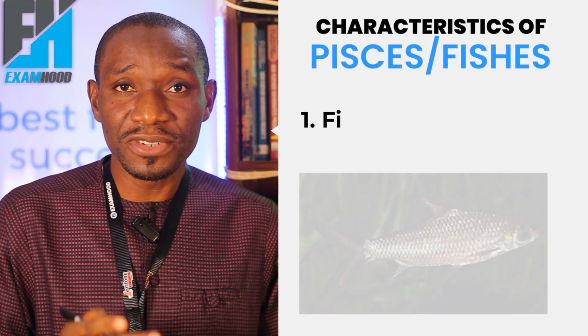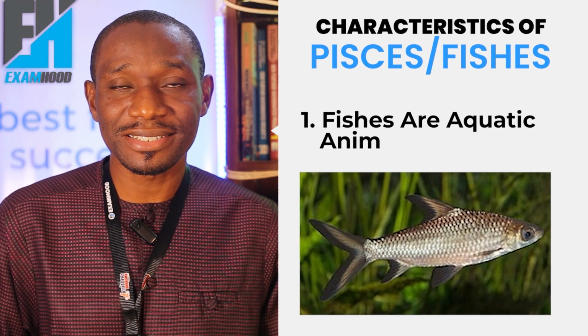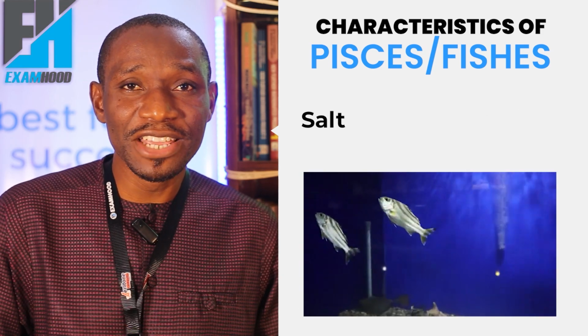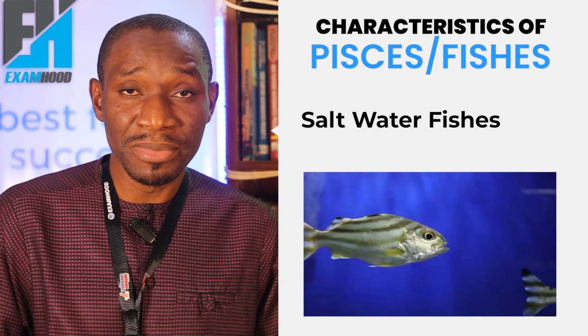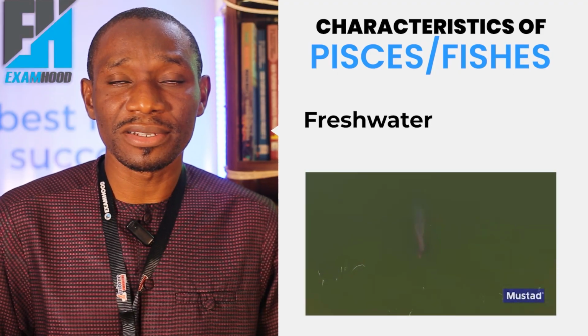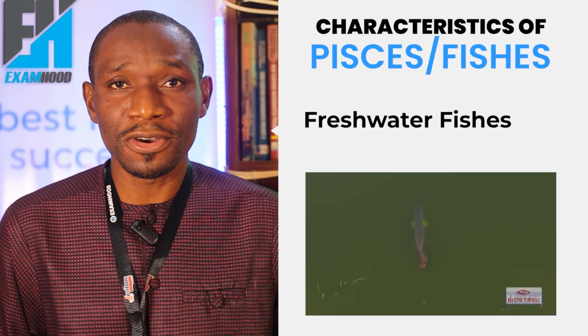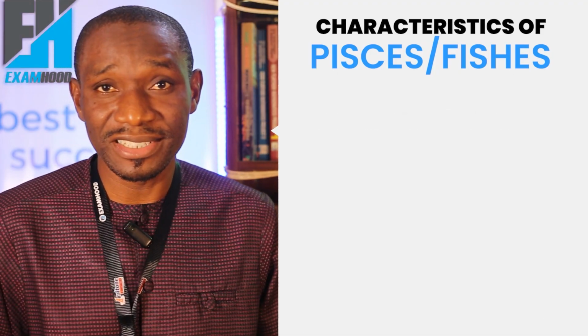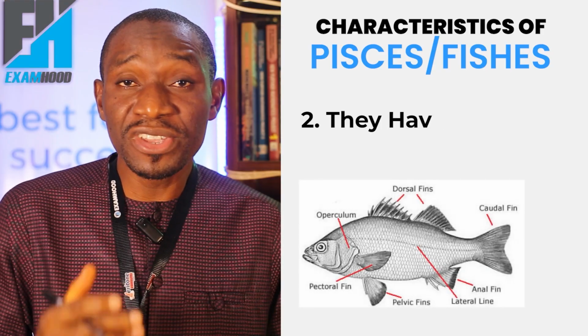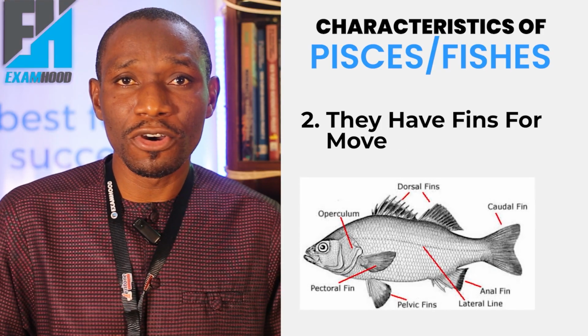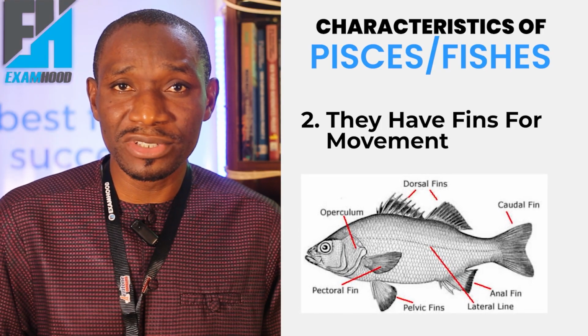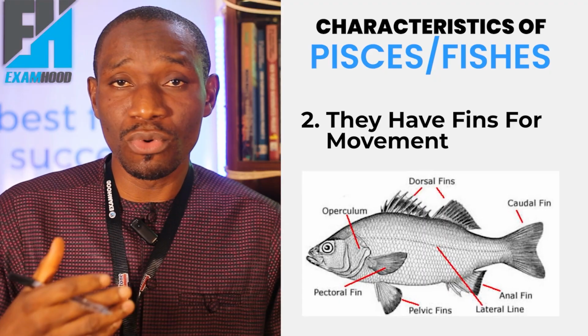Number one, fishes are aquatic animals. What does that mean? They live in water, either marine water or fresh water. The second characteristic of the fish or Pisces is that they have what we call fins. They have fins for movement. That's what enables them to swim in water.